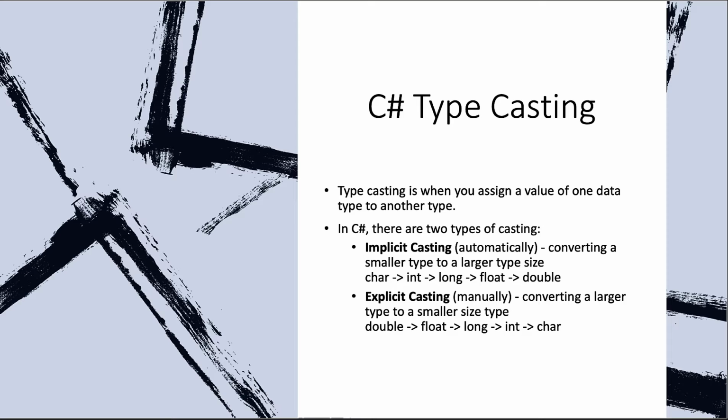For example, character obviously is the smallest one. So you can convert a char to int, or int to long, or float to double. On the other hand, explicit casting is done manually. It's basically converting a larger type to a smaller type. So it's just like the reverse, from double to float, then from float to long, and int to char. Okay, so that's the difference. So let's take a look at a practical example in Visual Studio.